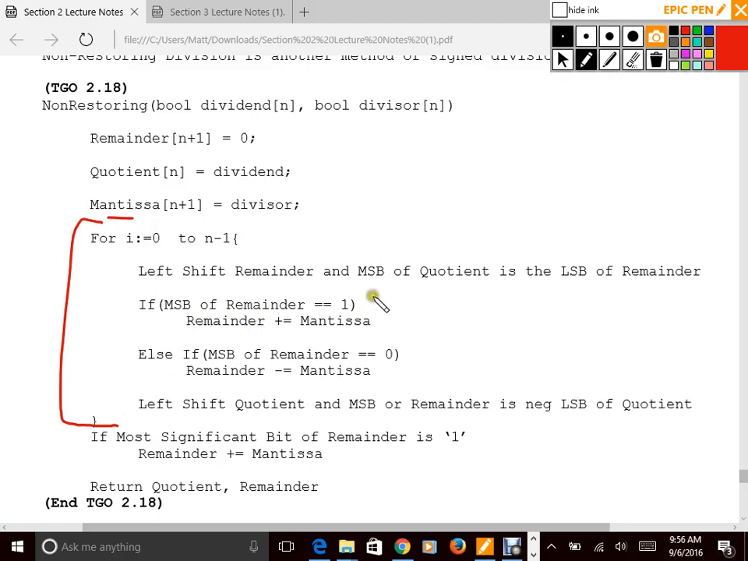So again, this is where the algorithm is different. In restoring division, we always subtract the mantissa, and then we add if and only if that remainder is 1, but that's every cycle, right? Here, we do that only once at the end, but that would require an additional cycle. So then you return the quotient and the remainder.